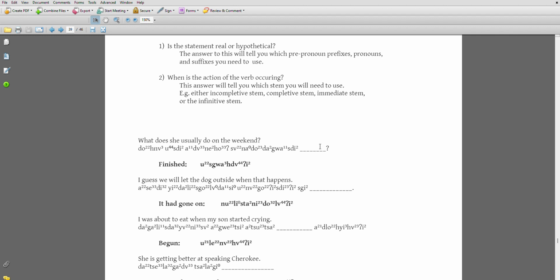I was about to eat when my son started crying. Tagalistayanis agweza chuja. Ulena hai. When he started. Atloi hai. Crying.